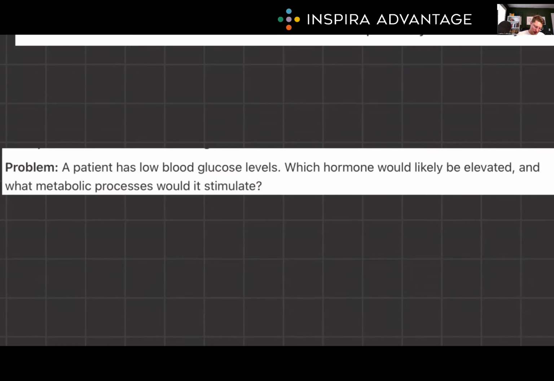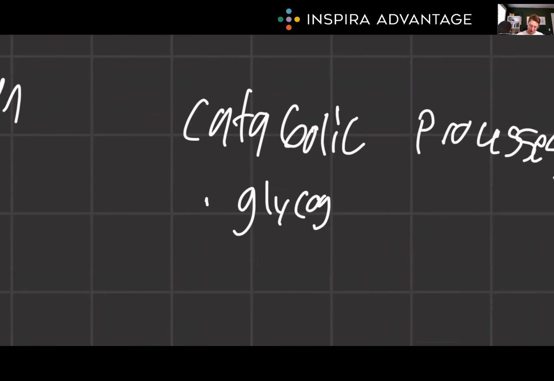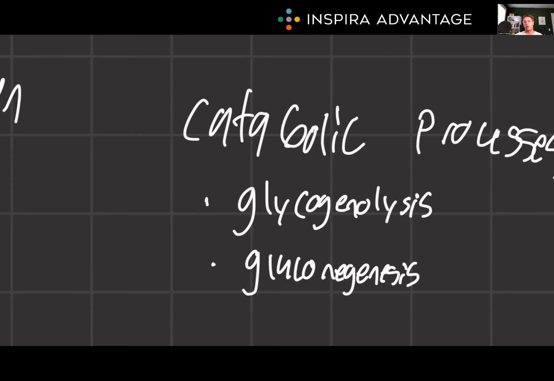Glucagon would likely be elevated, and it would stimulate catabolic processes such as glycogenolysis, so that's breaking down glycogen into glucose, and gluconeogenesis, which is the synthesis of glucose from non-carbohydrate sources, all with the ultimate goal of increasing blood glucose levels.